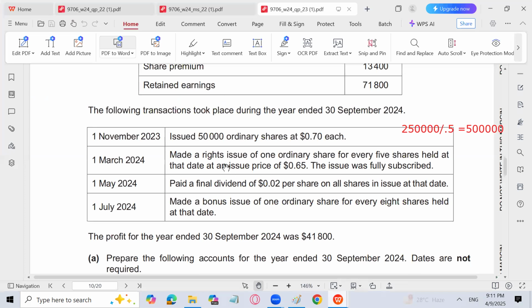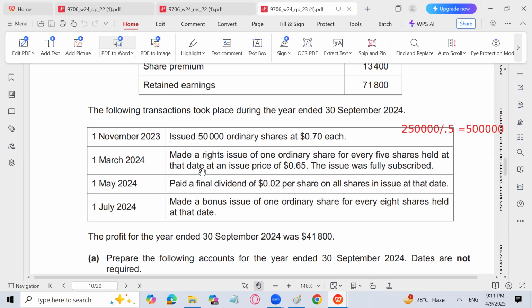Let's move on. Next, on 1st March, made a right issue of 1 ordinary share for every 5 shares held at that date at an issue price of 0.65. The issue was fully subscribed. Again, the right shares are issued at a premium. The offer price is more than the face value, that is 0.5 plus 0.15. That is why it is 0.65.